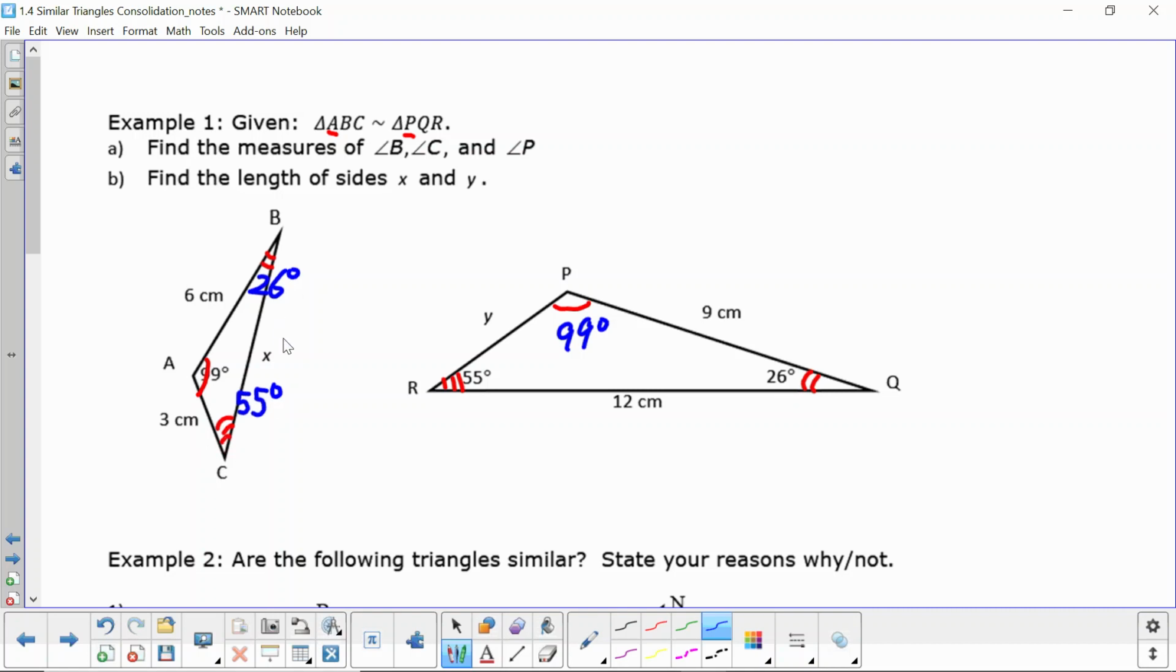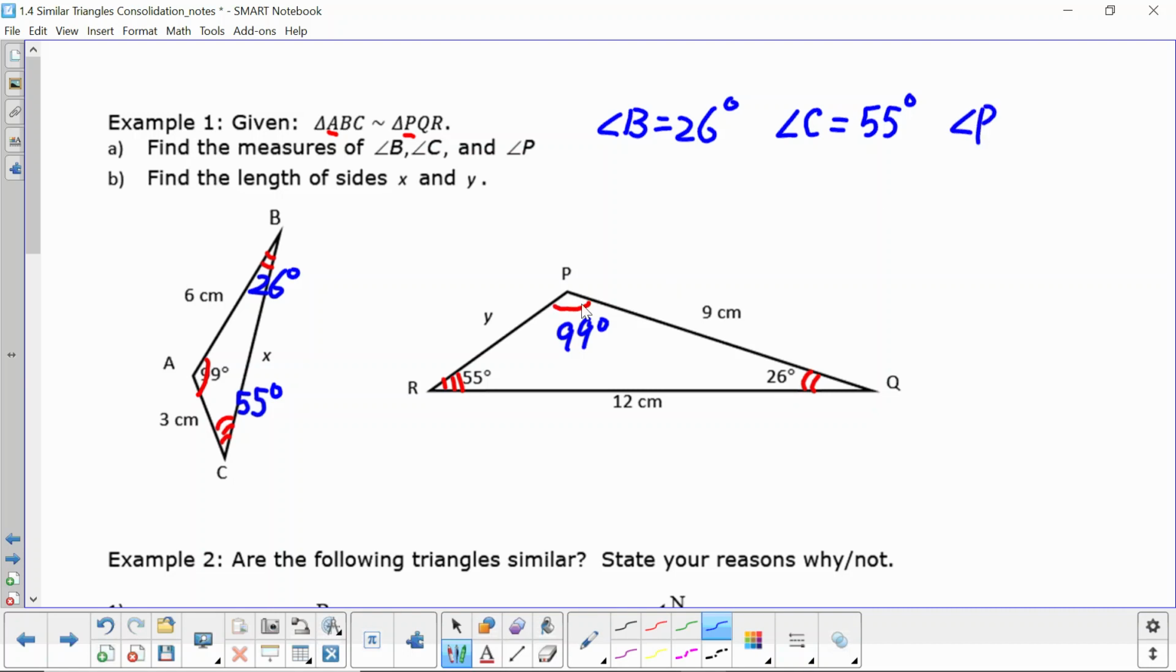So by applying the property of similar triangles, that corresponding angles are equal, it's really easy for us to find the unknown angles. So we rewrite it here. Angle B equals 26 degrees. Angle C equals 55 degrees.